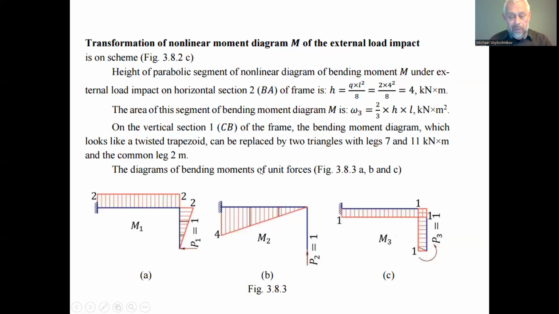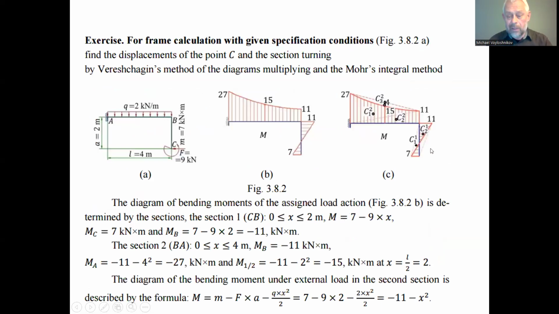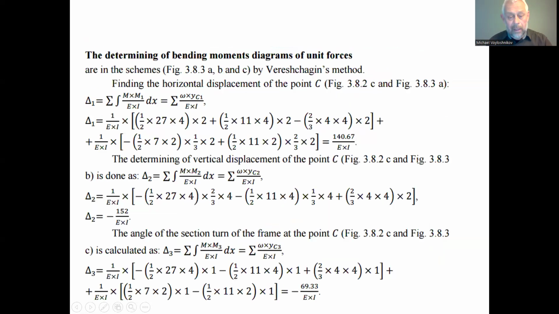And the second area, of the next triangle on the right from the element of the mechanical system, has base 11, and h is 2 as well. Area is 11 multiplied by 2 divided by 2, multiplied by the ordinate of the bending moment diagram for the action of the unit load on this element BC. This diagram ordinate is 2/3 part multiplied by 2.